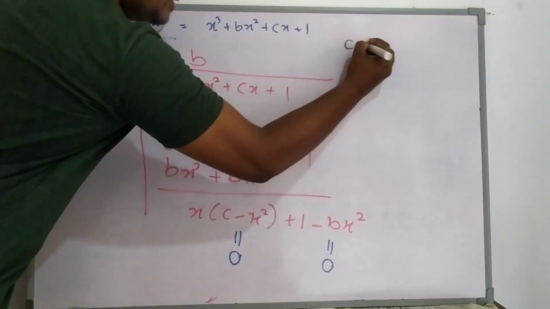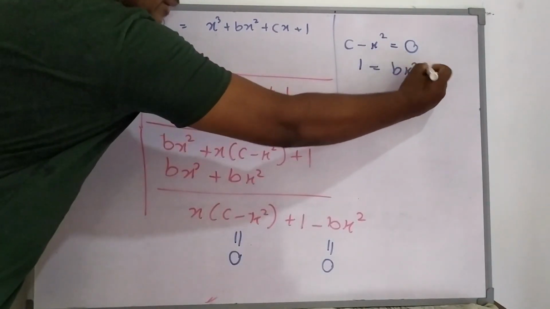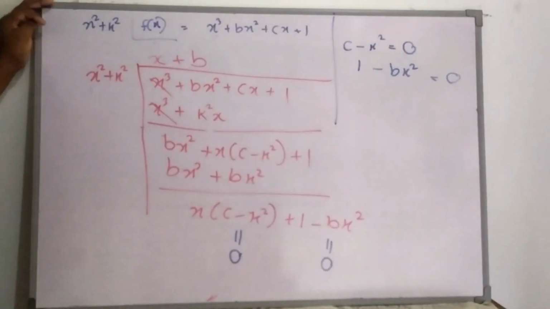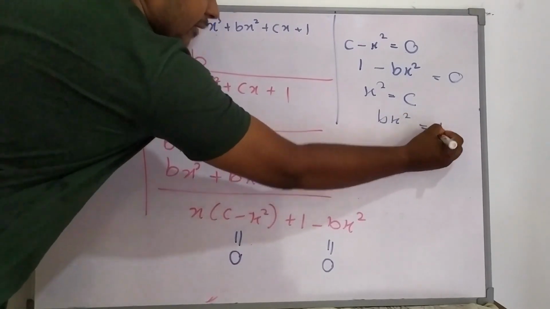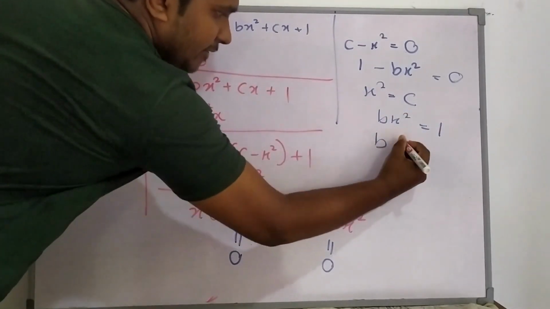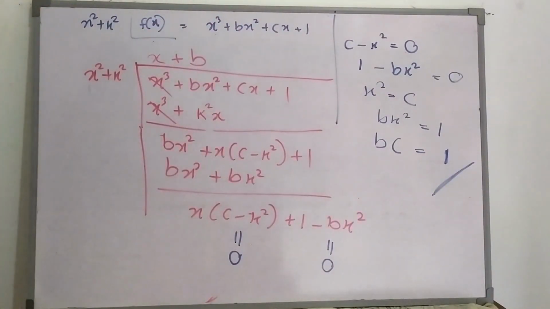This part being 0 means c minus k squared equals 0, or 1 minus bk squared equals 0. So c equals k squared, and bk squared equals 1. You can put k squared into here, then bc equals 1. So this is the answer. What we did: we tried to find the answer using the remainder theorem, but we can't, because the divisor is x squared plus k squared, so we can't put anything in to cancel the psi(x).